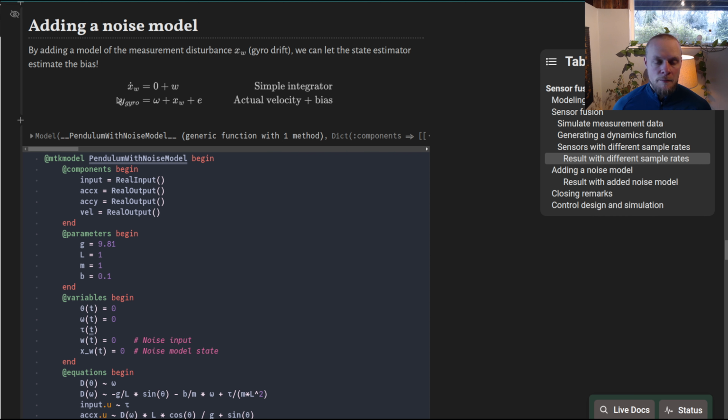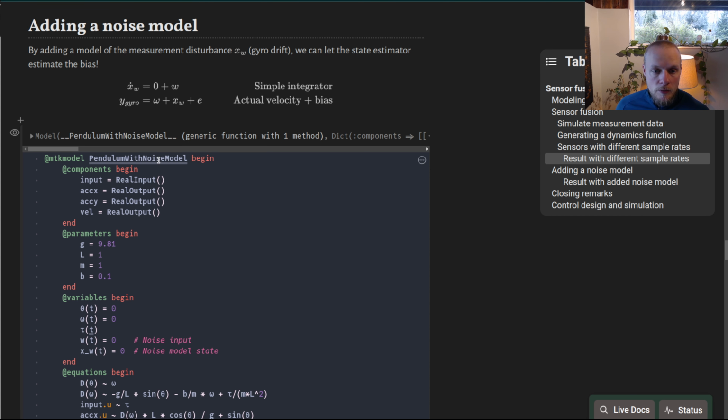And then we say that the measurement we get from the gyro is equal to the true angular velocity, the thing we actually want to measure, plus this drift, plus this bias, plus some random measurement noise. All right, so now we have random measurement noise plus this estimated bias. So this is now our sensor model.